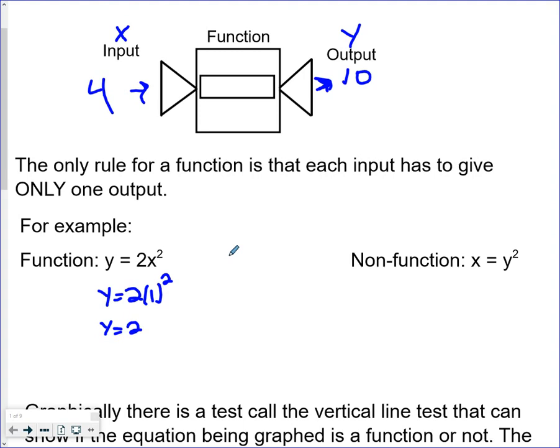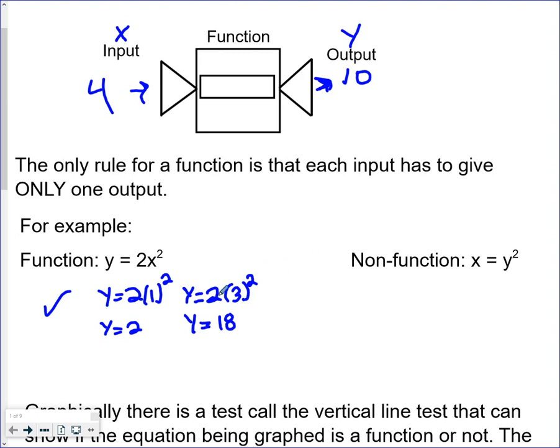I get a 1-to-1 rule, so that's good. I put one number in, I got one number out. Same thing if I put in a 3. y equals 2 times 3 squared. 3 squared is 9. 9 times 2 is 18. And that would be my output value. So I put one number in, and I got one number out. So this right here is a nice function. You put a number in, you get a number out.